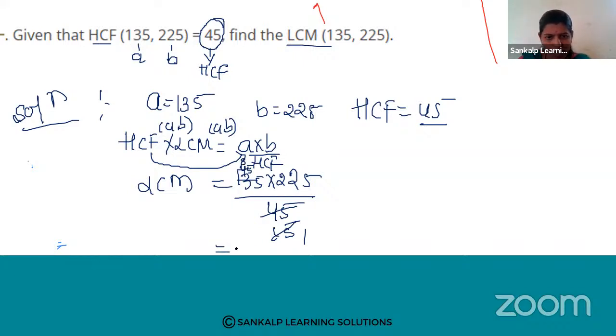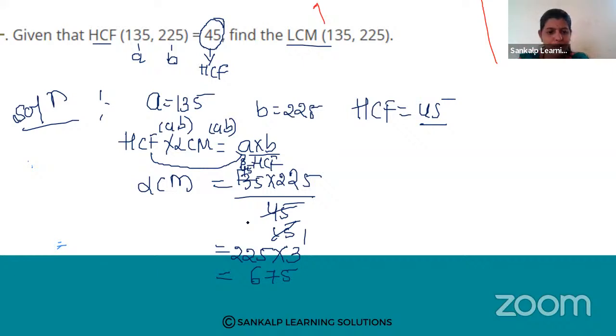So it is 225 into 3. What is the answer? 675. Yes, this is one method.